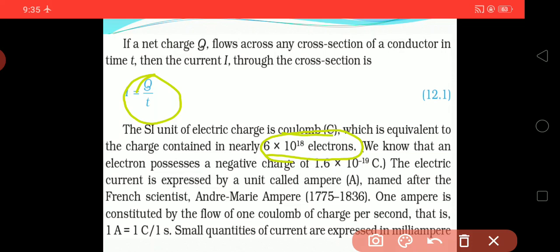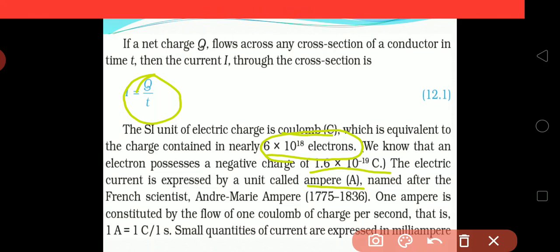We know that an electron possesses negative charge, of 1.6 × 10^-19 coulomb. The electric current is expressed by the unit called ampere. Ampere is the unit of electric current, named after the French scientist.